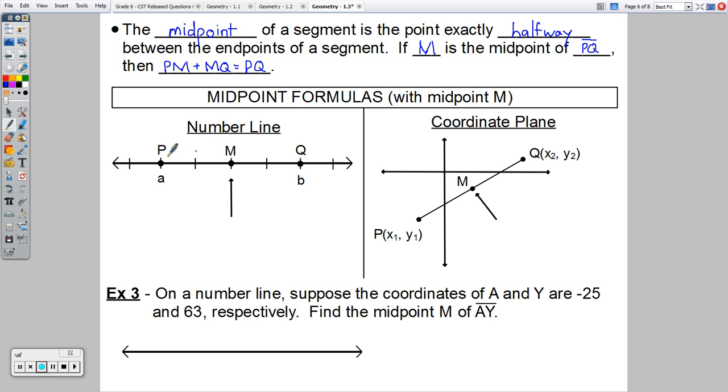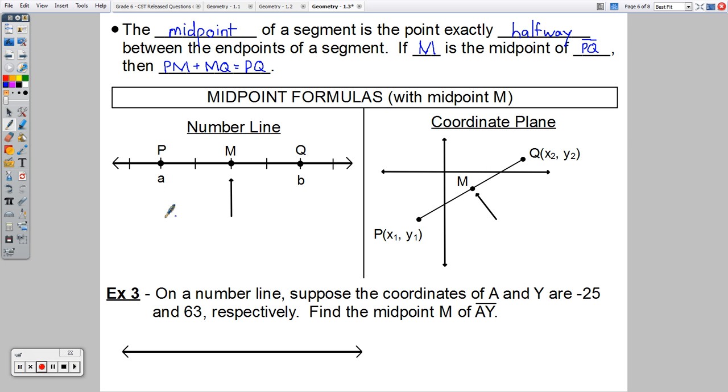So this picture kind of shows you that, and it shows you that here too. These pictures are saying that M is the midpoint in both. M is the midpoint, so PM plus MQ would equal the whole thing, PQ. Same thing over here, PM plus MQ equals the whole thing, PQ.